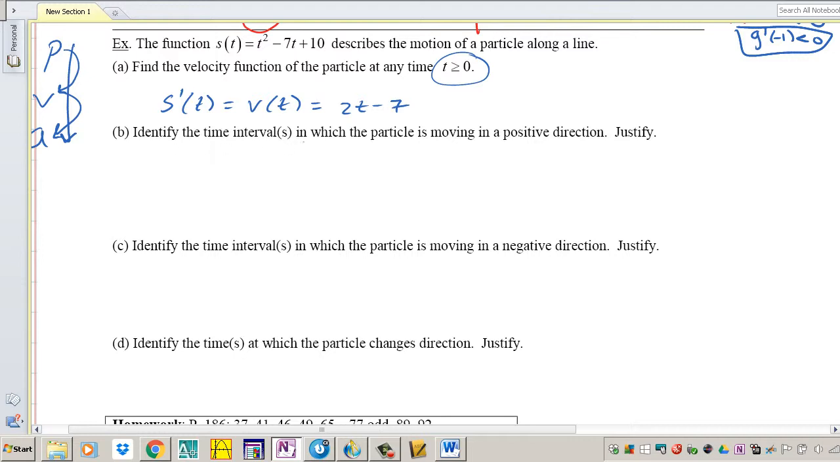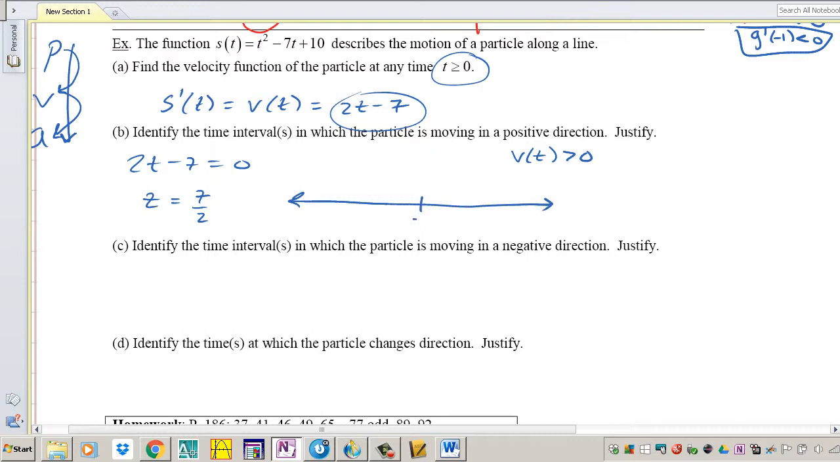Identify the time intervals in which the particle is moving in a positive direction. Well, positive direction means that the velocity must be positive. So first of all, I need to do my critical numbers. So this is my derivative, set it equal to 0. t is equal to 7 over 2. Draw my number line. In this case, I only have 7 over 2, which is 3.5.